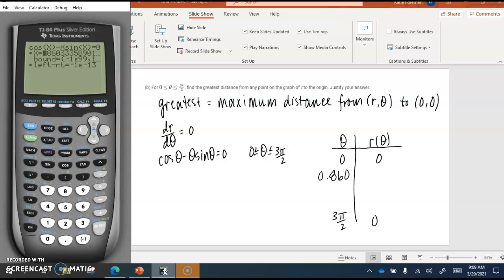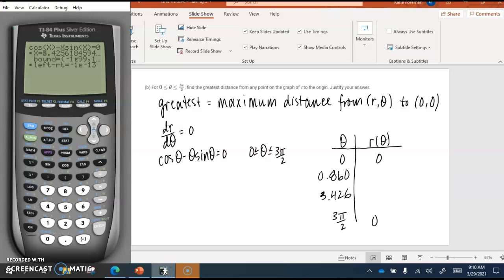So I tested my leftmost endpoint. Now I'm going to tell the calculator to check around 3 pi over 2. And notice now I get a value of 3.426.